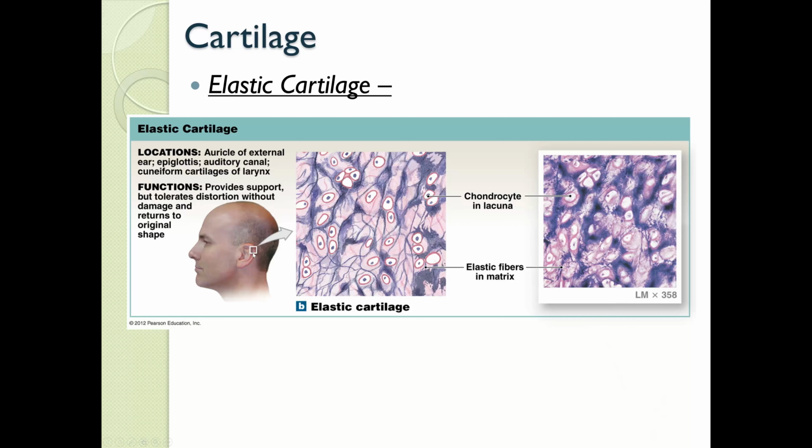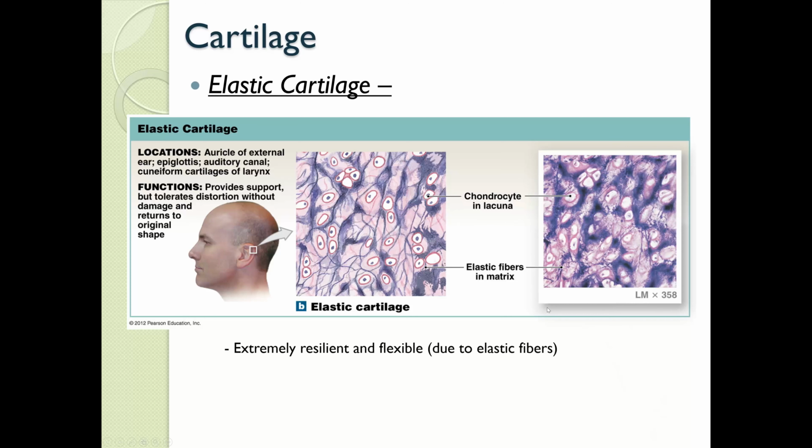So again, think about your ear flap. Think about how you can move it. You can twist it. You can bend it back and forth, but it goes back to its original shape. Again, if we're looking at a picture of cartilage, we can recognize that this is cartilage because we see the chondrocytes inside these little bubbles called lacunae.